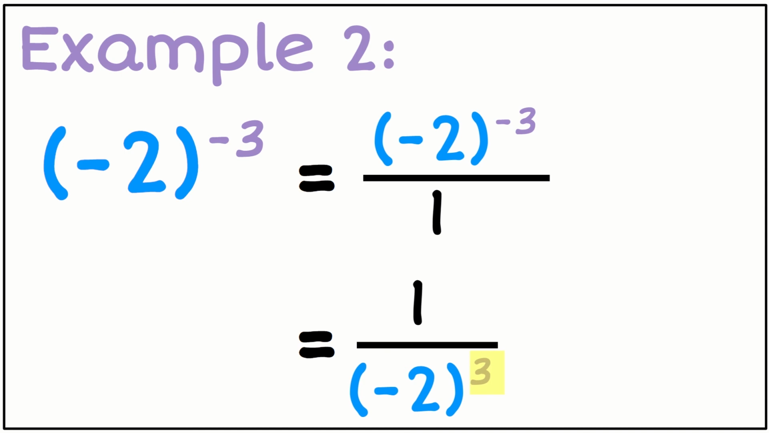So negative 2 all to the power of 3 means negative 2 being multiplied by itself 3 times. So negative 2 times negative 2 times negative 2. And that's going to give us an answer of negative 8. So that's our simplification of our original question.